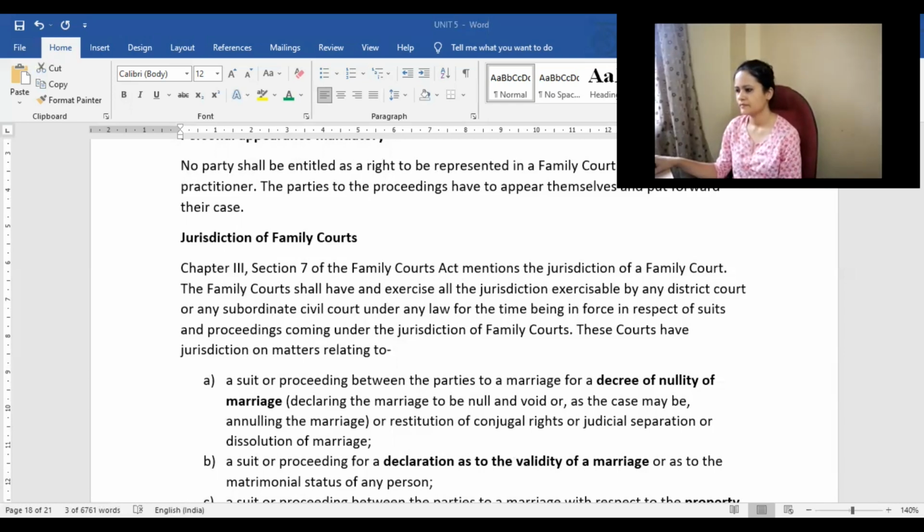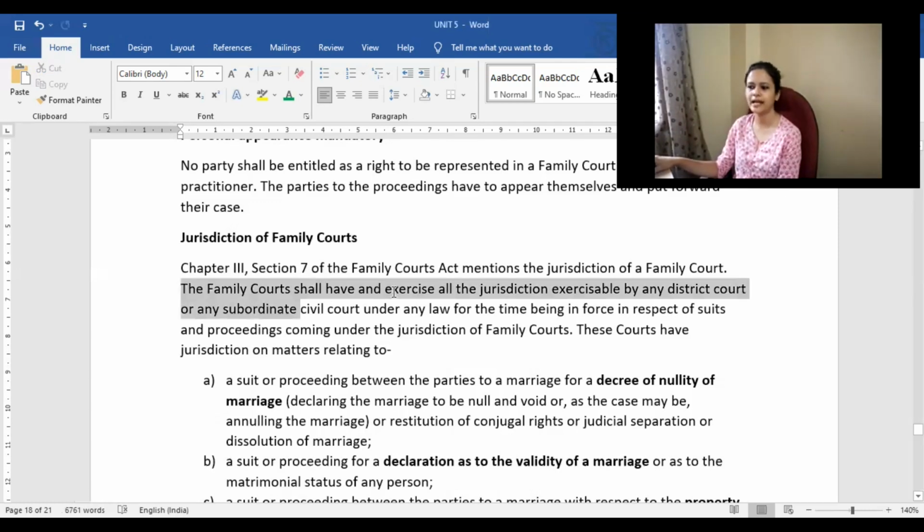So regarding the jurisdiction of family courts, it is mentioned under Chapter 3 and Section 7 of the legislation, which tells what sort of matrimonial matters will go before these family courts. Section 8 is the exclusion of jurisdiction. Section 7 is also important, which is the jurisdiction of family courts.